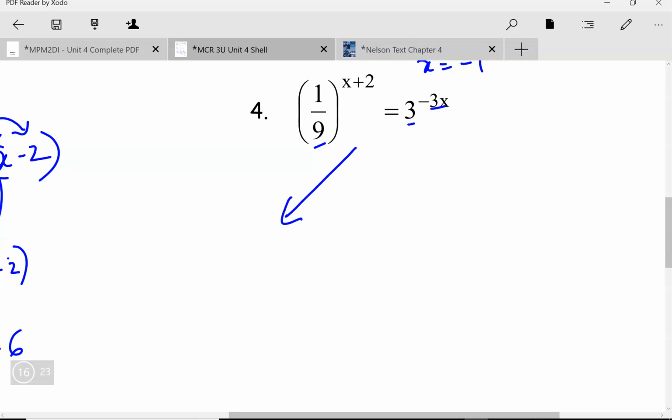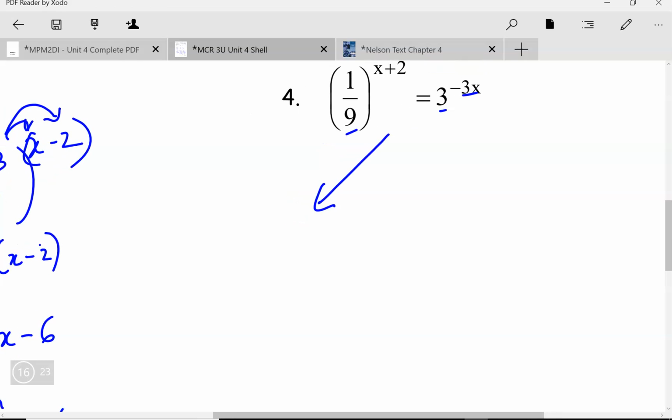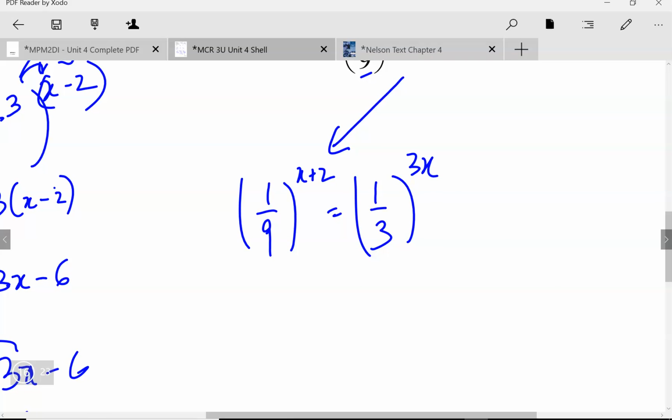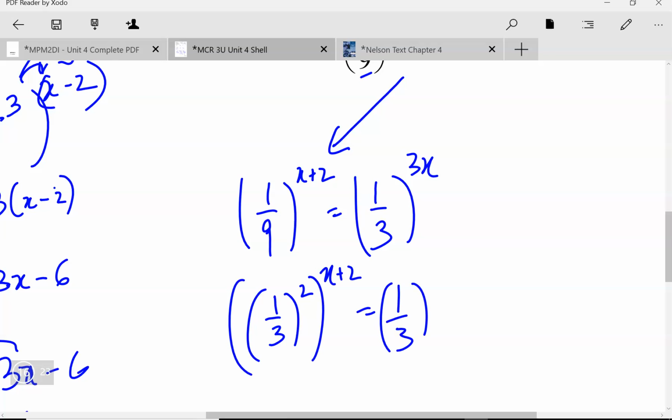So for example, I would, in fact, keep the 1 over 9 the same at the first, and make this 3 into a 1 over 3 to the power of 3x, so that I just have positive exponents. Positive exponents are much nicer to deal with, I think. And it's okay that I'm a fraction, because the same kind of laws operate, right? 1 over 9 is just 1 over 3 the whole squared. X plus 2 equals 1 over 3 to the power of 3x.